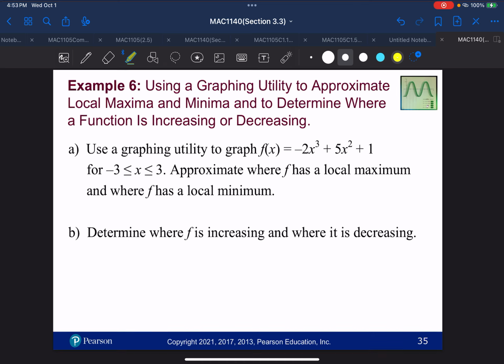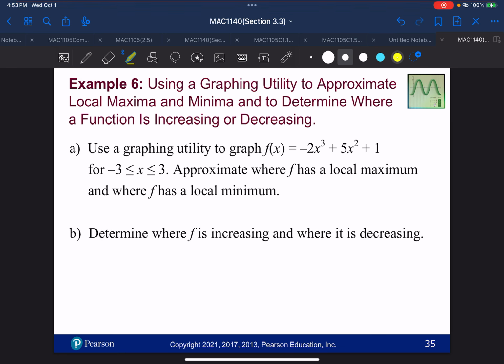So let's look at a couple examples on a graphing utility. We are given this function, f of x is equal to negative 2x cubed plus 5x squared plus 1. And we are only interested in looking at this graph for the interval of x values from negative 3 to 3. They want us to approximate where this function has a local maximum and where it has a local minimum, and then determine where f is increasing and decreasing.